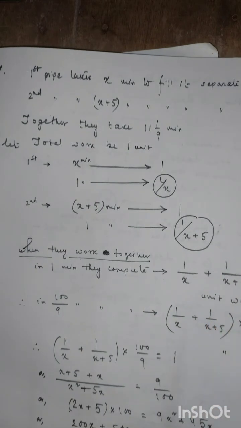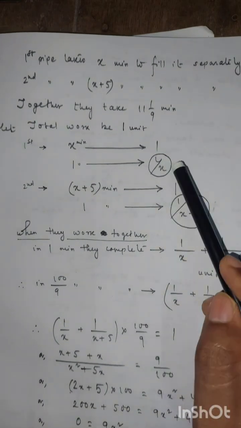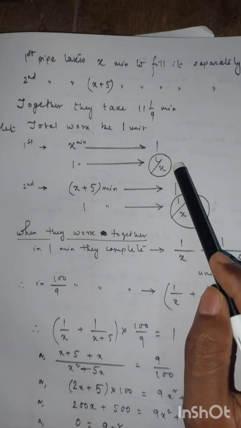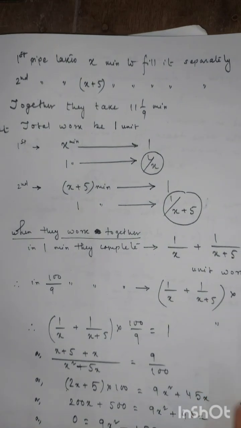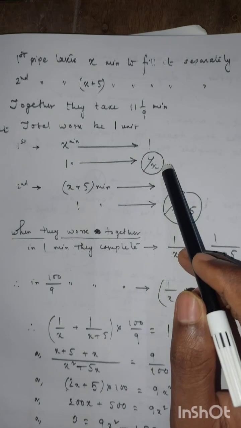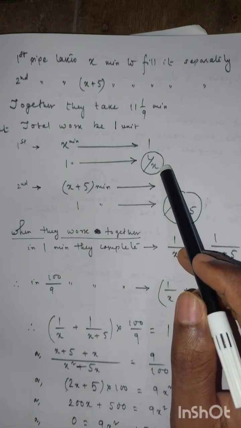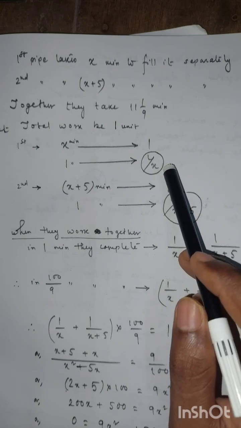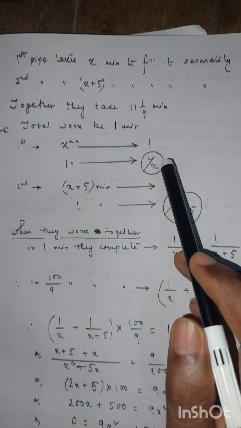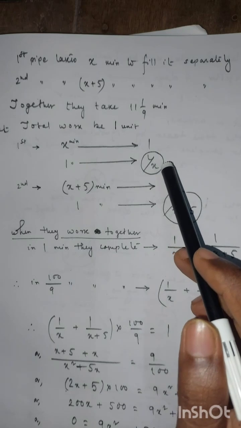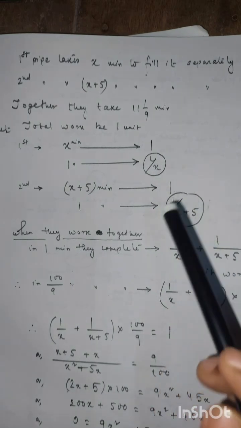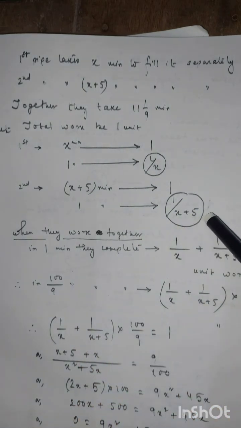Okay, so this is the efficiency of the first pipe. Efficiency means work done in unit time, the amount of work done in unit time of first pipe, and similarly we get the efficiency of the second pipe.